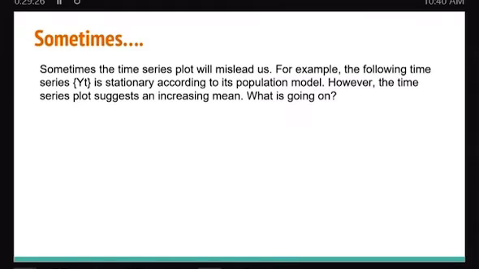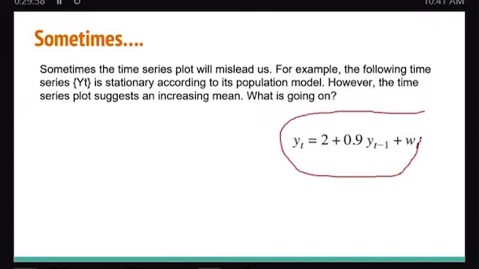For example, the following time series is stationary according to the population model. Before plotting the series, we already have a model that we used to generate the data, and we already know that it should be stationary based on what we plug in. But you're going to see something. However, the time series plot suggests an increasing mean. This is what we put into consideration. Take a look at this.